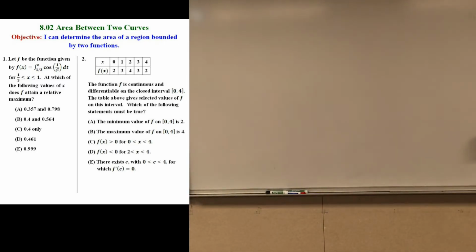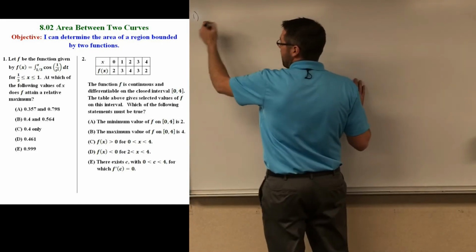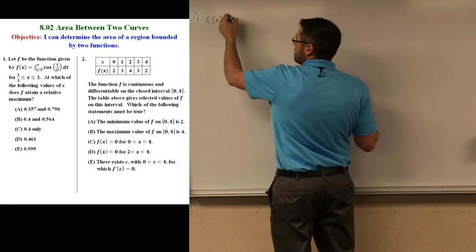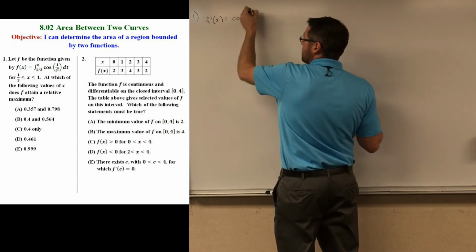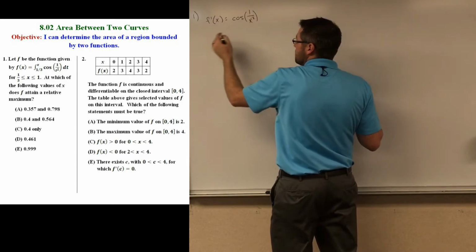Number one, we are looking for a maximum. So how do we find the maximum of a function? We've got to take the derivative. So if f equals that, f prime equals what? Cosine of 1 over x squared times 1. Okay? So that's f prime.